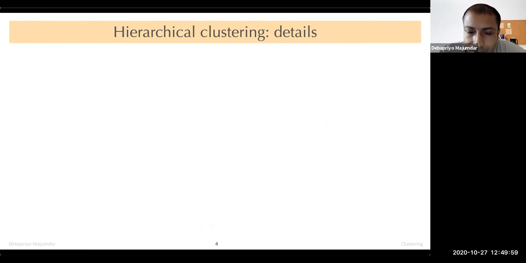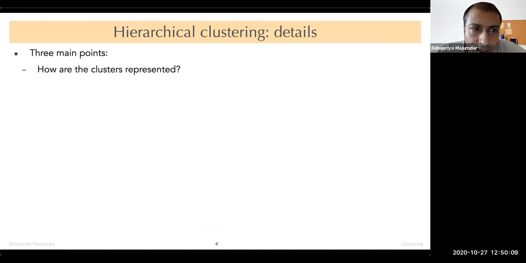All right, now let's get into the details. We looked at the picture completely intuitively, so what are the details in it? There are 3 main points. First, how are the clusters represented? When we said 2 clusters are close to each other, that means a cluster is not one point, right? A cluster is a collection of points. We need to represent the cluster by some captain, or some representative. So which point is the representative of each cluster?